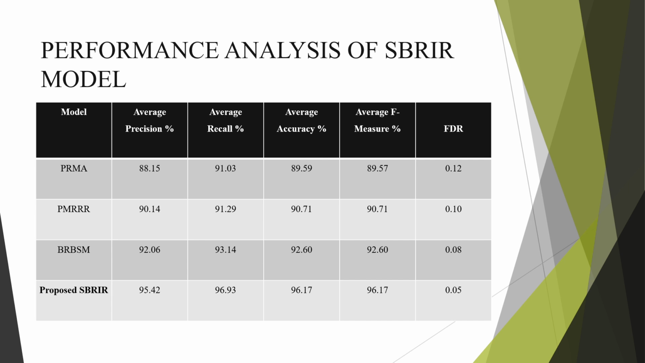You can see that the SBRIR model has the highest average precision with 95.42%, highest average recall percentage with 96.93%, average accuracy percentage with the highest value of 96.17%, highest average F measure value of 96.17, and a false discovery rate of the lowest value compared to the other baseline models of 0.05.